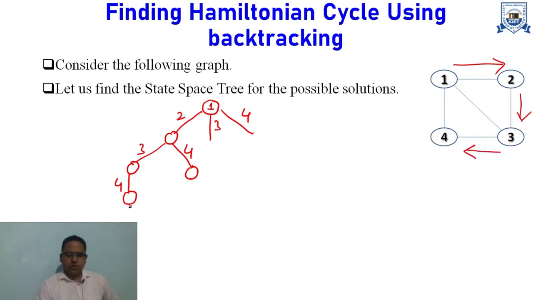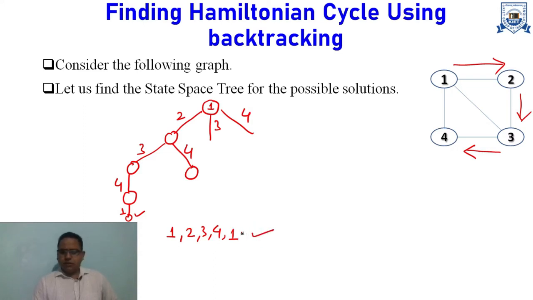Again from 4, check whether we are able to get back to our starting position. That is the Hamiltonian cycle we will get. Yes, we can get back to our node number 1, so that we can allow. That means we got the cycle. So what path did we get? The path we got is 1, 2, 3, 4 and 1. This is our first solution.